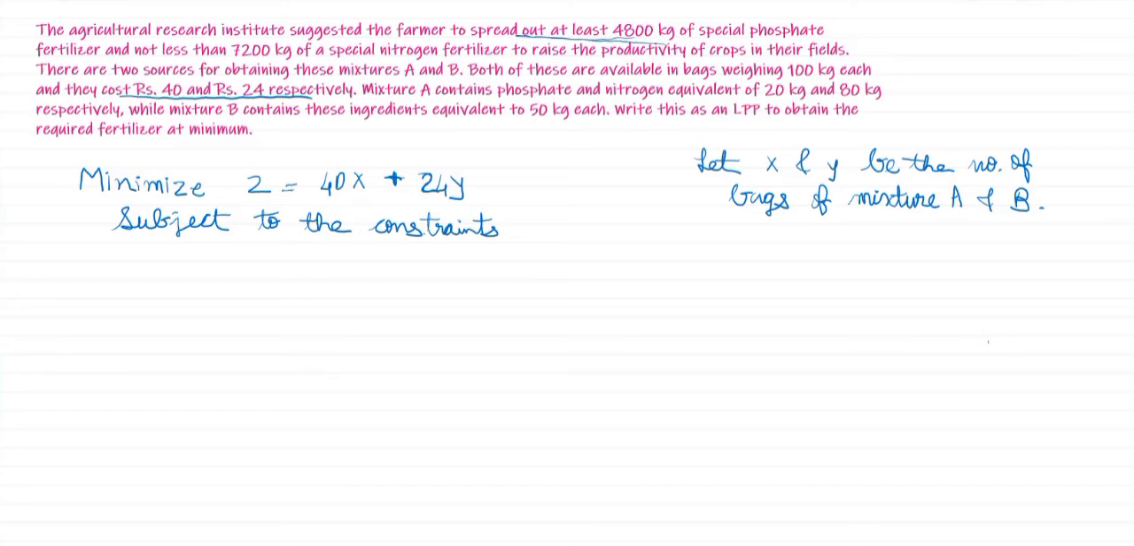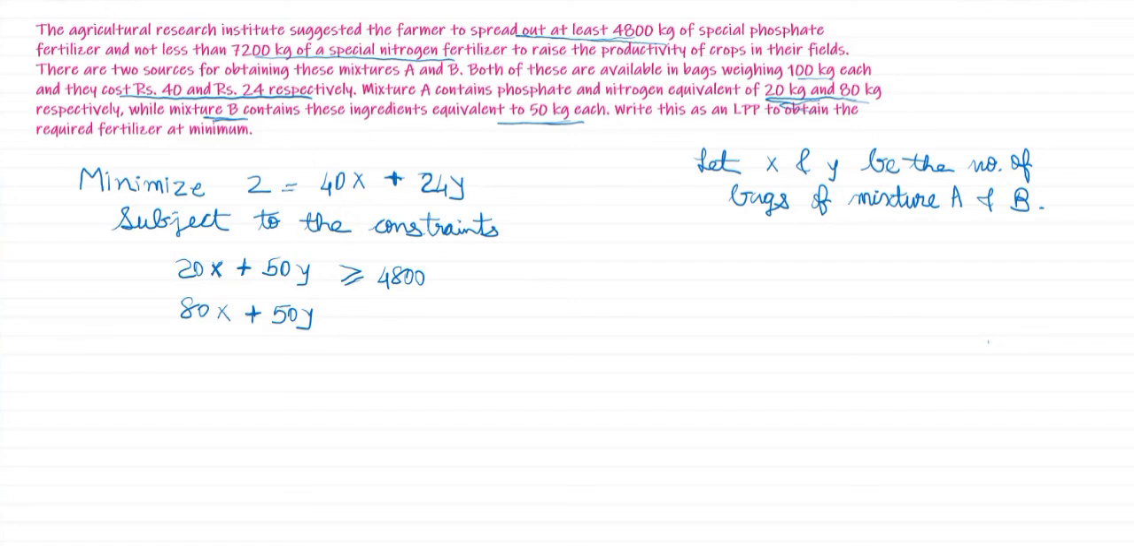See, in the question it is given that we have to spread out at least 4,800 kg of special phosphate and 7,200 kg of special nitrogen fertilizer. And for mixture A, we have phosphate and nitrogen equivalent as 20 kg and 80 kg. And for mixture B, both of these values are 50 kg. So how will we formulate this? 20x plus 50y, that is mixture A plus mixture B. And again we'll take mixture A plus mixture B, and this time mixture A is 80x and mixture B is 50y, and then it is written at least, which means we'll use the greater than or equal to constraint.